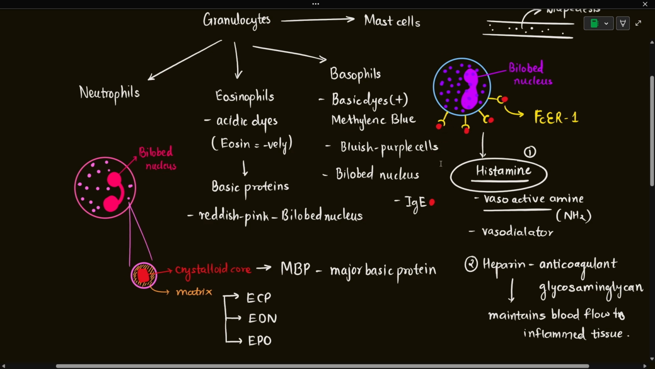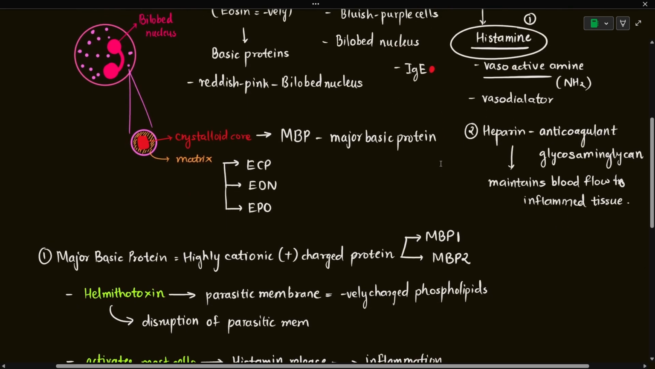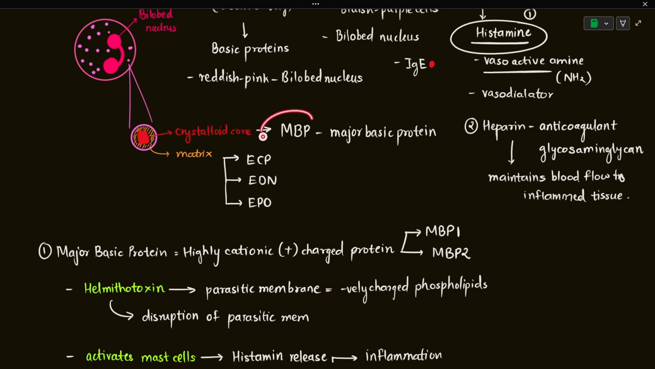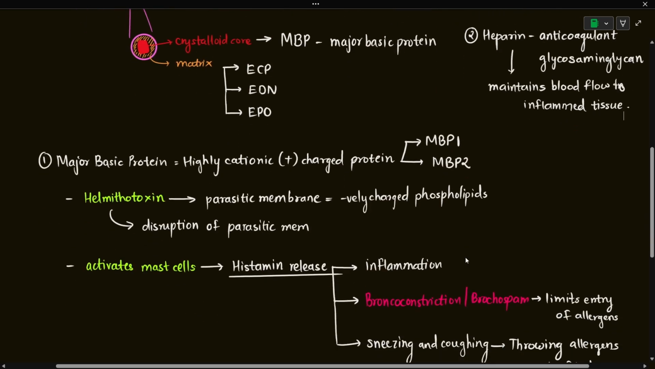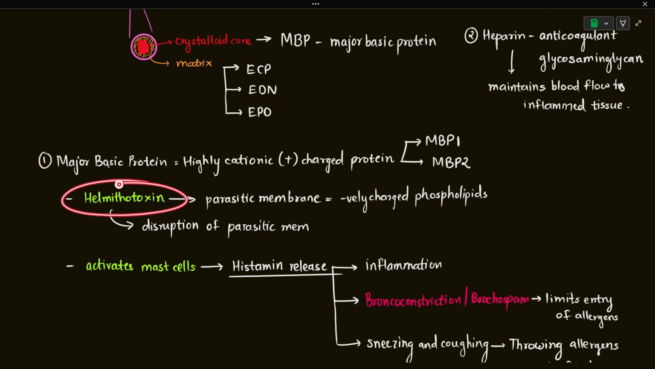The eosinophils have four major proteins in their granules. In the crystalloid core is the major basic protein, and in the matrix are the ECP, EDN, and EPO proteins. All of them are going to result in the elimination of parasites. So major basic protein eliminates parasites by binding to the negatively charged phospholipids over the parasitic membrane, and it kills the parasite. That is why it is a helminthotoxin. So MBP is a helminthotoxin.